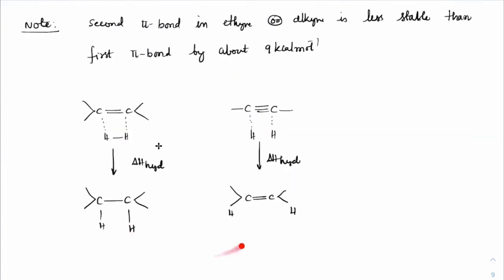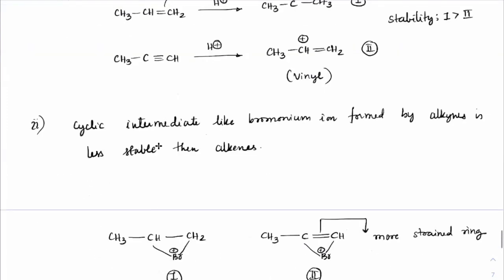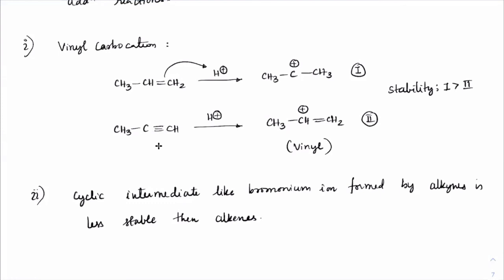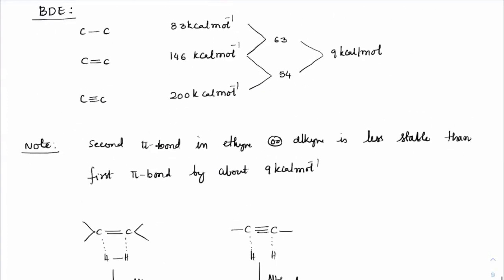So that is the difference between hydrogenation and electrophilic addition. In electrophilic addition, these three are the important criteria: vinyl carbocation, cyclic intermediate, as well as high percentage of s character, because of which the reactivity is very less. But in the case of addition of H2, just check which is more stable or less stable. Between these two, this much amount of energy will be released, which means this double bond is more stable. Between these two, 54 energy is released, which means the triple bond is less stable. Less stable means more reactive. Clear? So if two hydrogens are approaching, this triple bond will react more compared to this double bond.